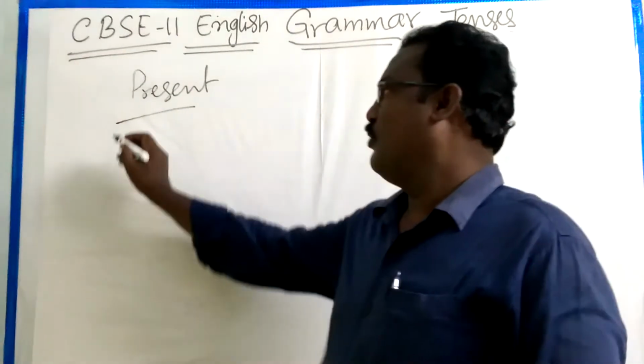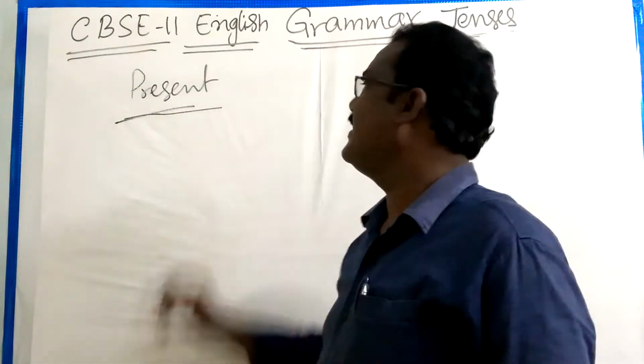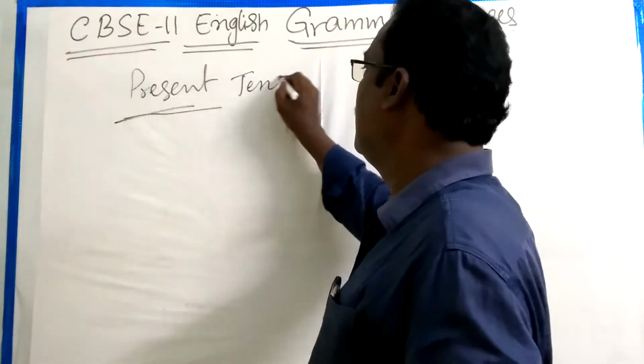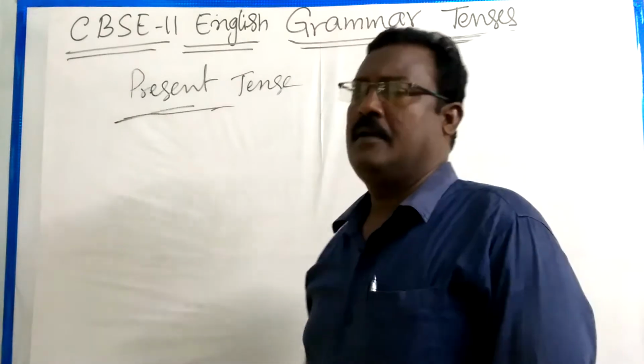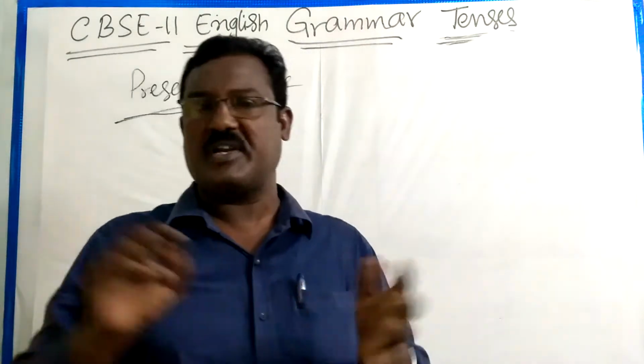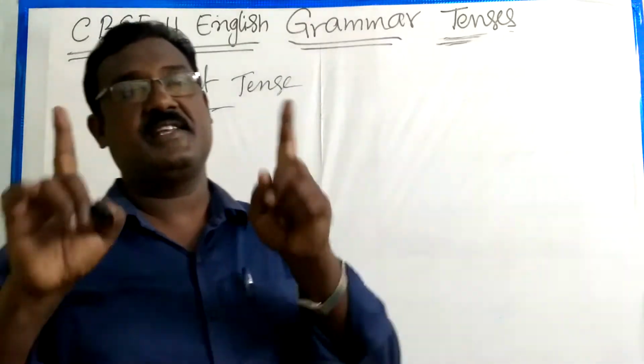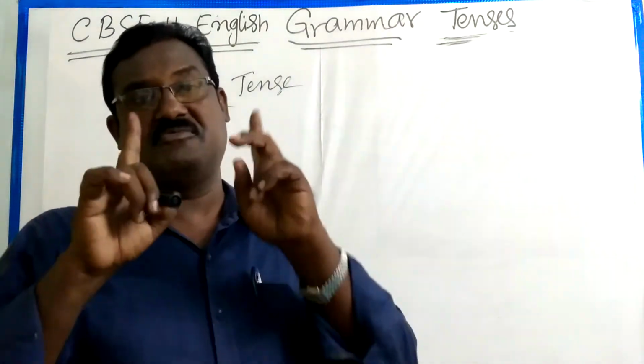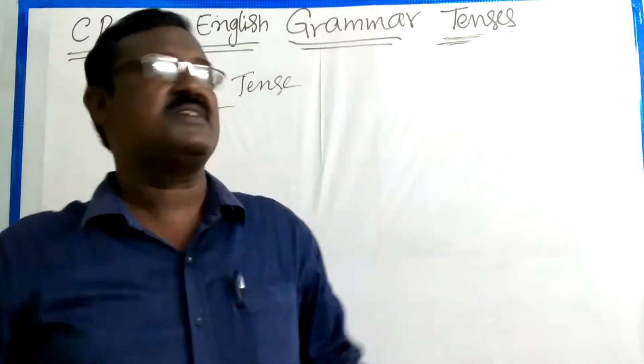Now, we are going to discuss present tense. So here, how can we identify a particular sentence in a particular tense? By seeing only the verb form. So the verb decides the tense of the sentence.